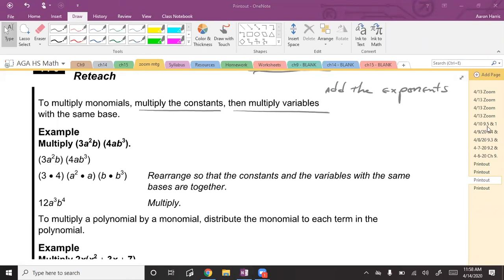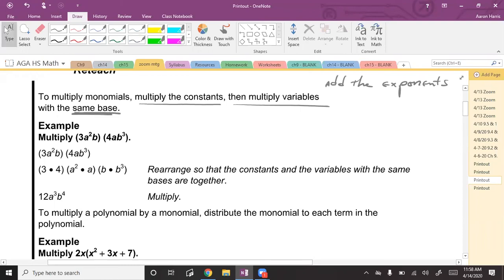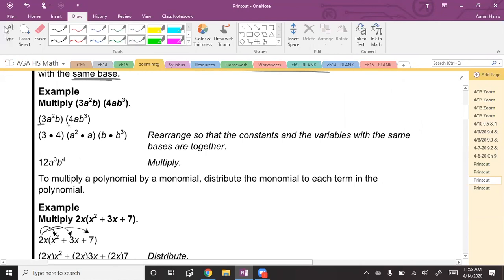So add the exponents, okay? But they gotta have the same what? Same base. Good. So here we go. Here's a 3, here's a 4. So 3 times 4 is what? 12. Here's an a, here's an a. If there is no power, there's an understood 1. So 2 plus 1 is what? 3. So we got that. b to the first, so that's 1 plus 3. So that gets me to the fourth. So 12a cubed b to the fourth. And that's how you would multiply monomials.